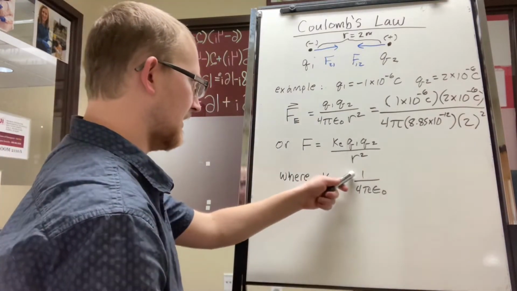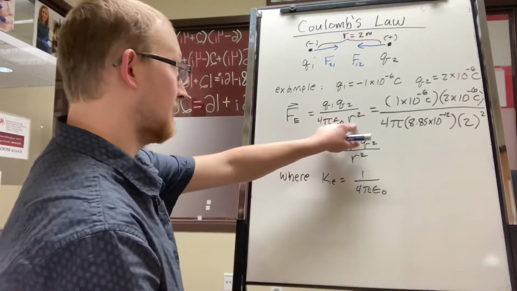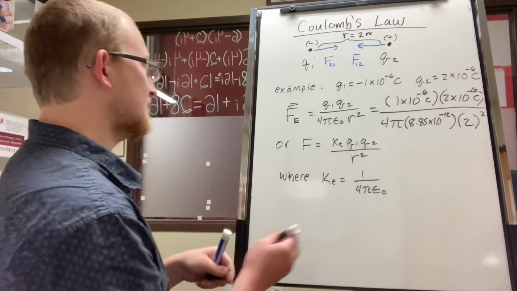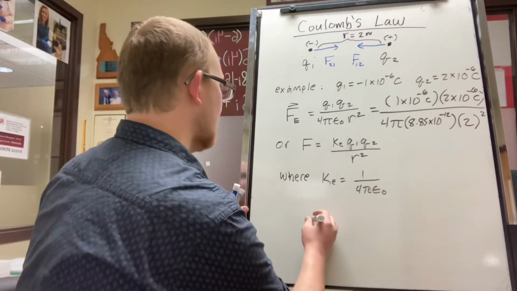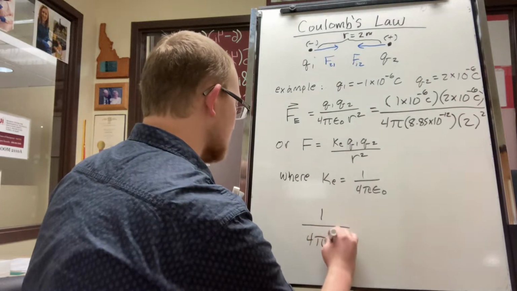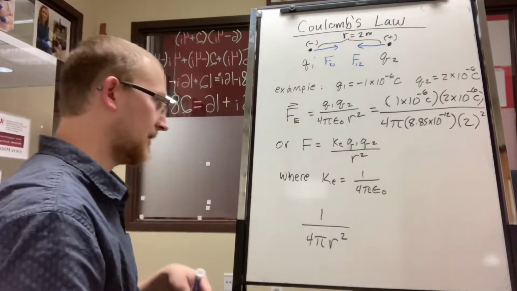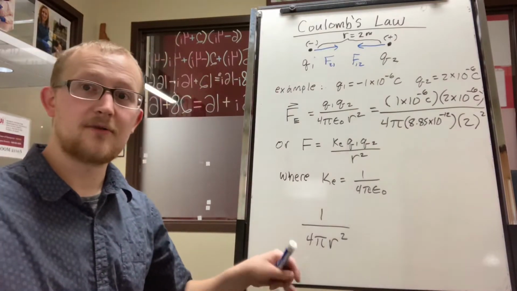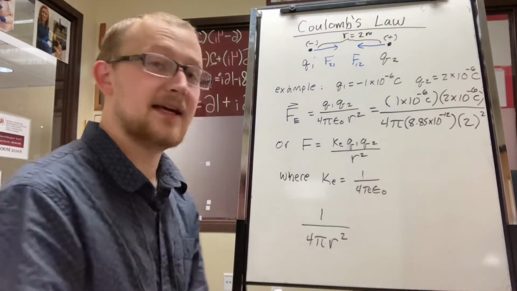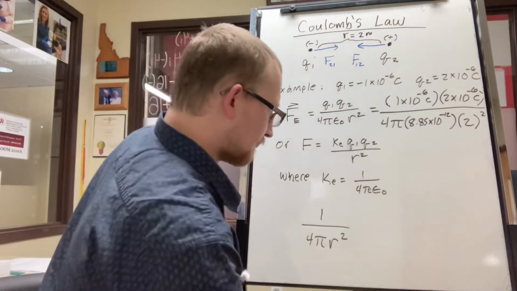So let's take a look at Ke. It's 1 over 4 pi epsilon sub naught. And you'll see here we have R squared. So let's focus in on 1 over 4 pi R squared. That is a term that's part of this electric force. And if you remember, 4 pi R squared is the equation to calculate the surface area of a sphere.